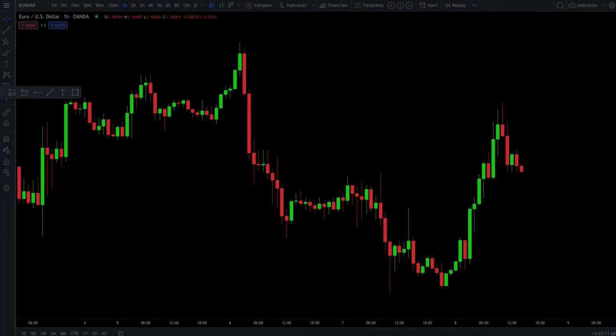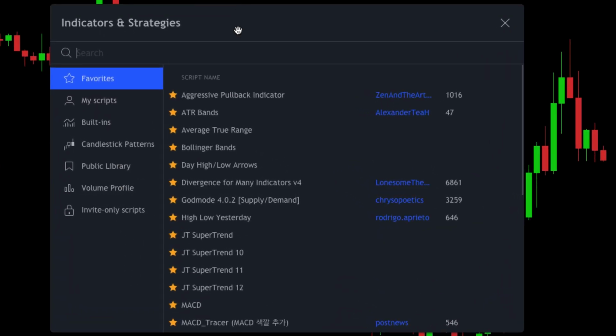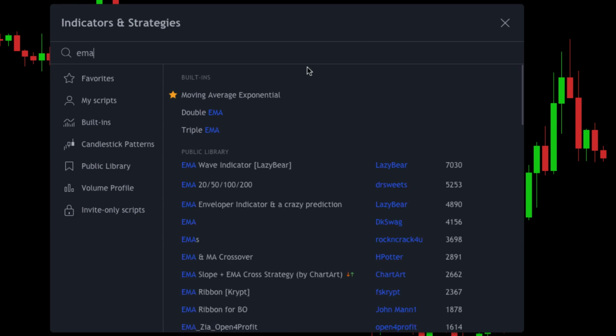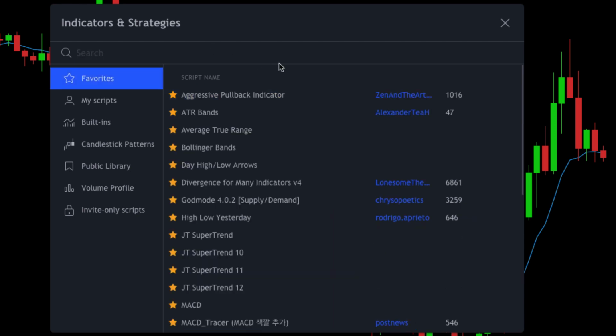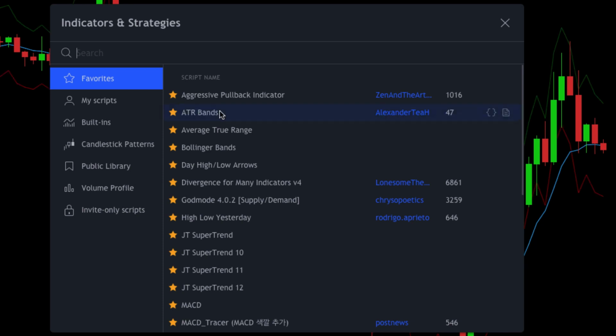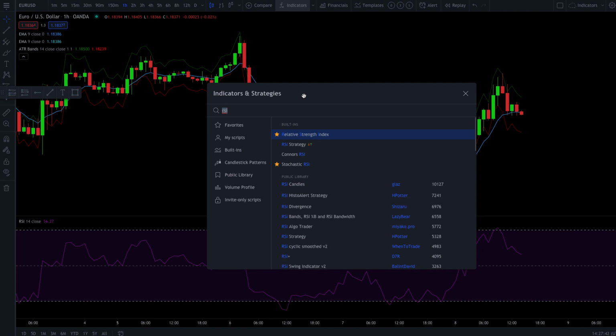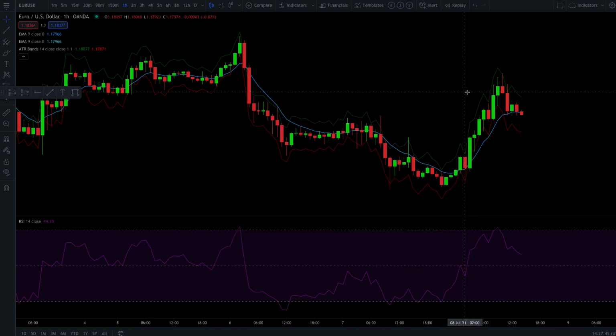So this system requires 4 different indicators. The first 2 indicators are the same. They're actually the standard exponential moving average. So we're going to add 2 to the chart and configure those in a second. The third one that we're going to add are ATR bands by Alexander TH, and we'll configure those in a moment. And finally is the RSI, Relative Strength Index, which also needs to be configured for this system. So let's go do that now.